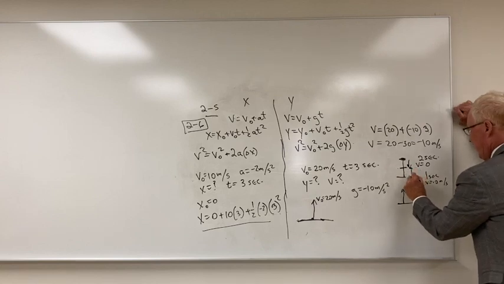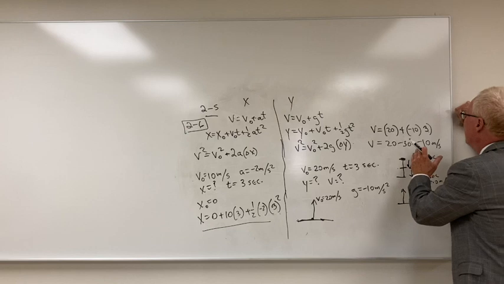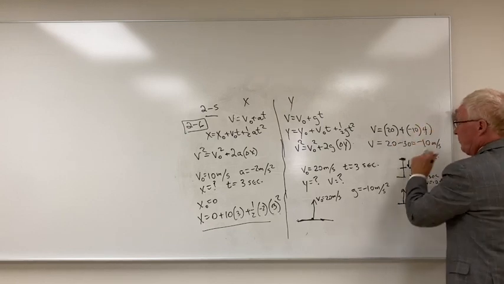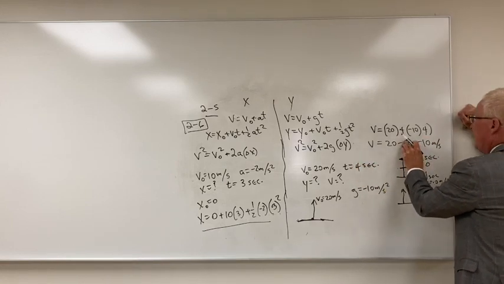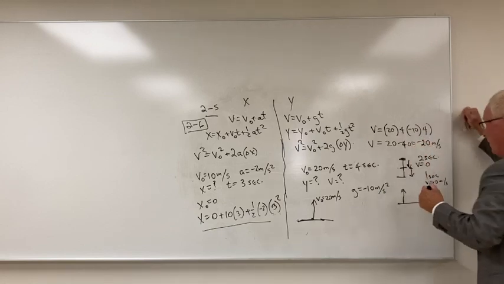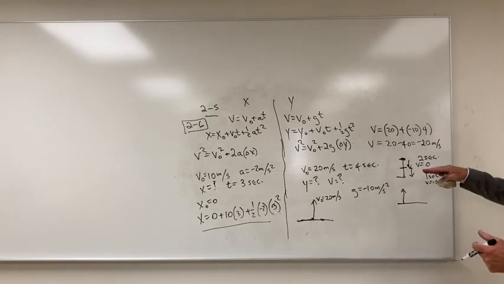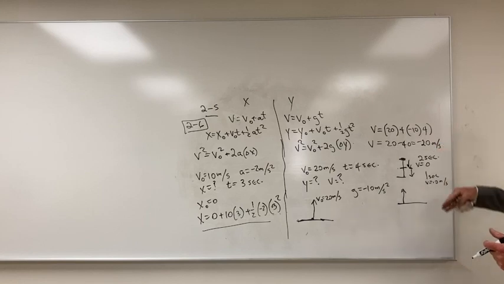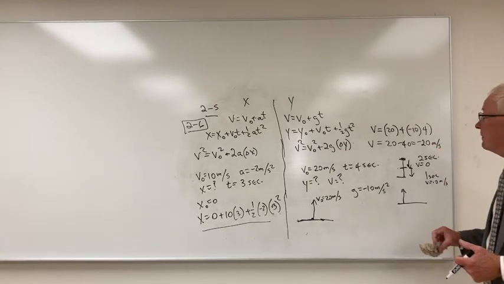And then, as you could guess, if you try 4 seconds, then that would be minus 40, so it would be going minus 20 meters per second. All right, so that would be its velocity after 4 seconds. So it starts at 20, goes to 10, stops, becomes minus 10, minus 20. The question would be, after 4 seconds, where is the object?